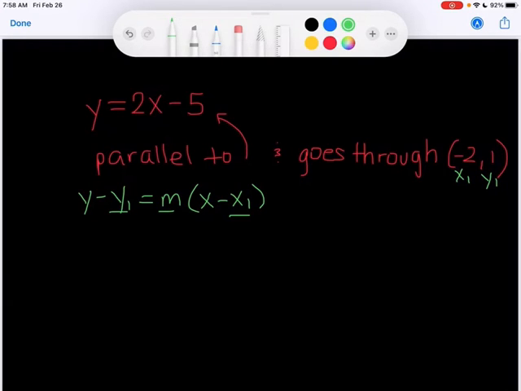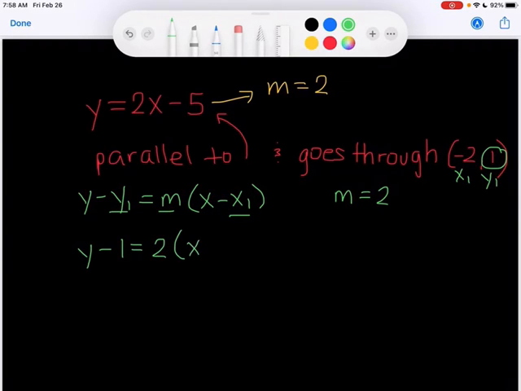And we can easily find the slope. The slope of this line is 2. And we want the parallel slope. Well, remember, slopes of parallel lines are the same. So the slope for this one is also going to be 2. So now we can just plug it into the point slope formula. We get y minus, well, y sub 1 is 1, equals m we found out is 2, parentheses x minus x sub 1 is -2.